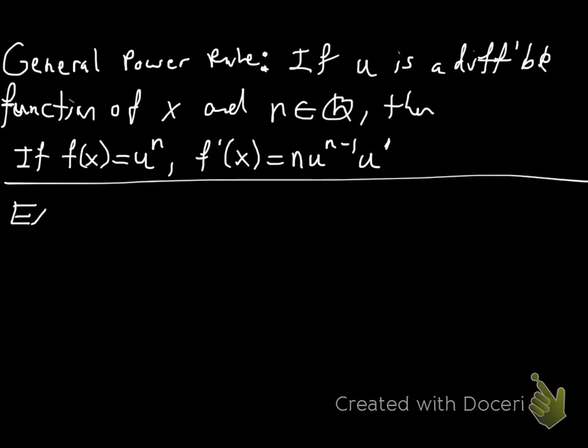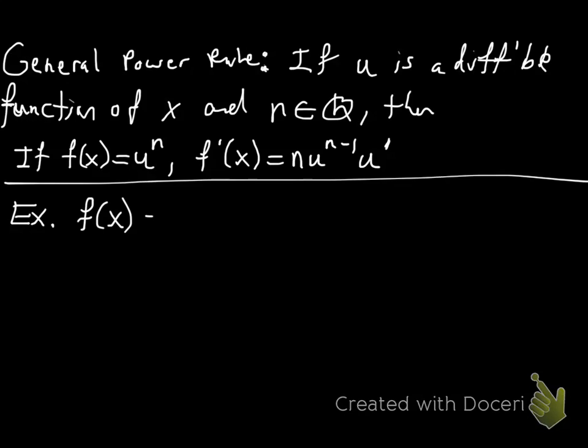rule. So it's going to be the derivative of the outside function. The outside function's the power to the n. So the n comes down, and then it becomes u to the n minus 1, subtract 1 from the exponent, and then times the derivative of the inside. So that's the chain rule.